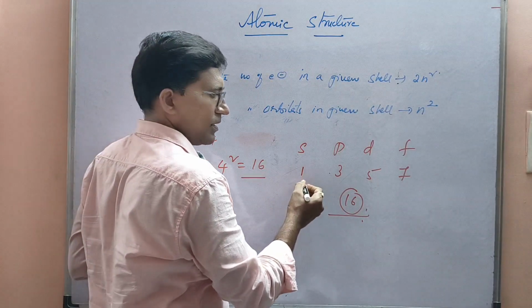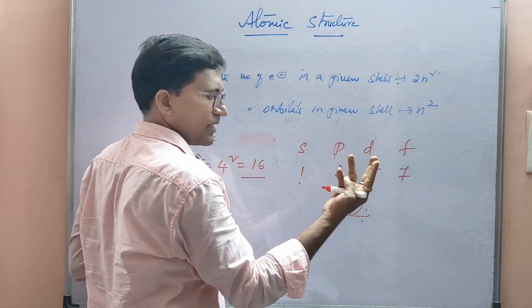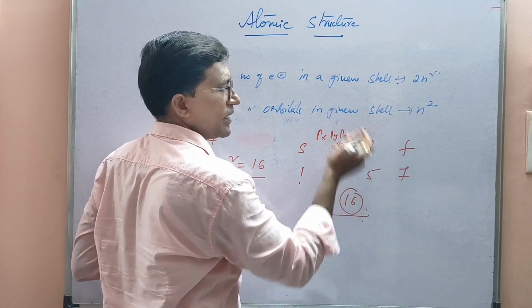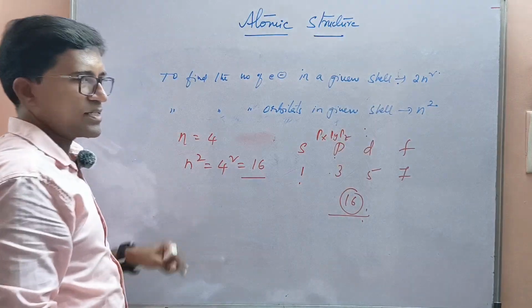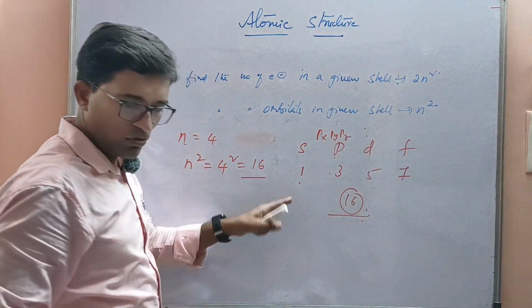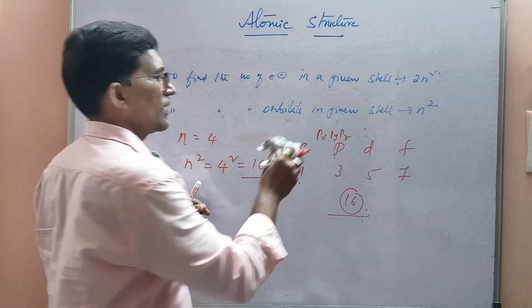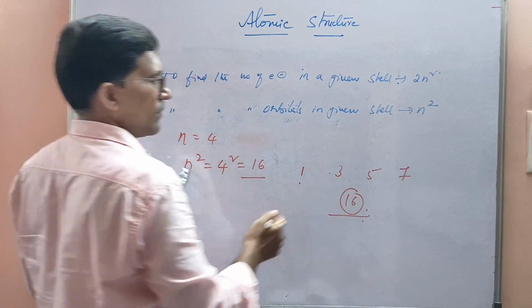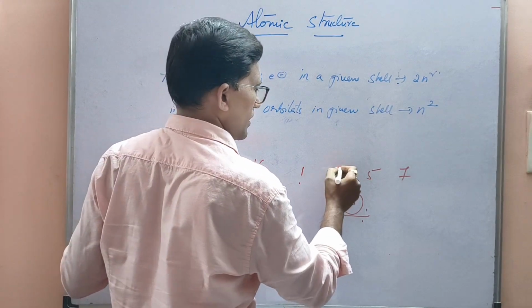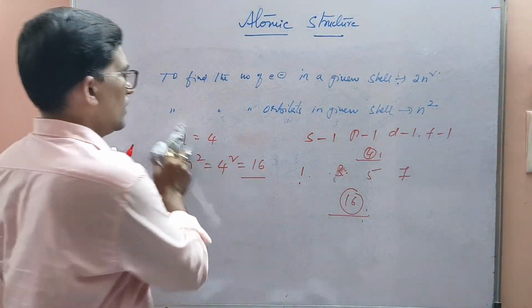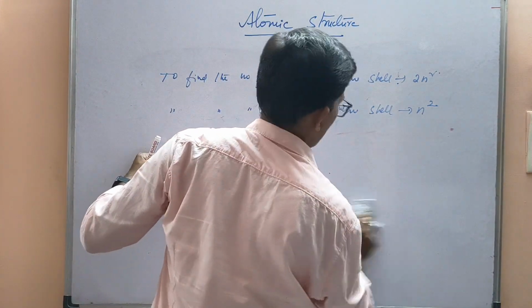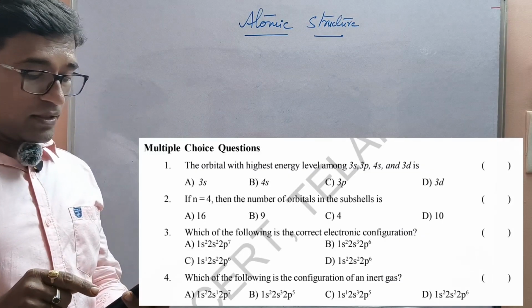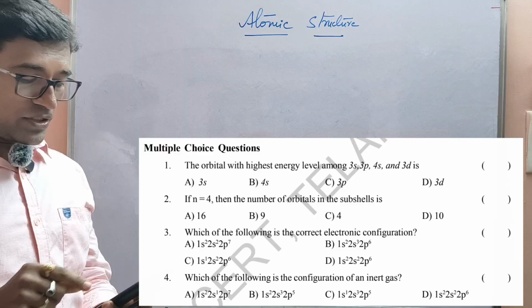Because s is equal to 1. P, how many? 3 degenerate orbitals. If you want, I will write px, py, pz. Here is d: dxy, dyz, dzx, dx square minus y square, dz square. And 7 types are there for f. So altogether, total how many? 16 orbitals are there for n is equal to 4. If you take the shell, the number of orbitals existing in this is how many? 16. Is it clear? Total number of orbitals is 16.